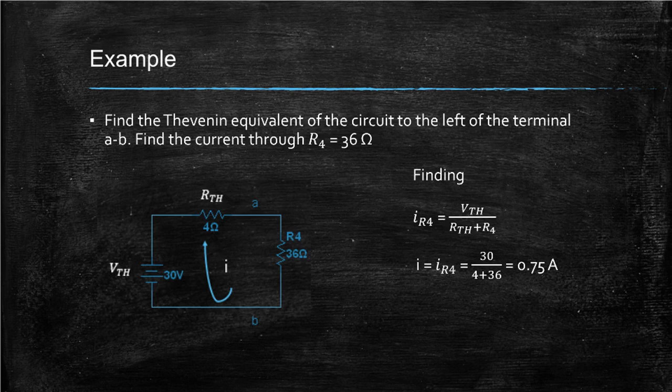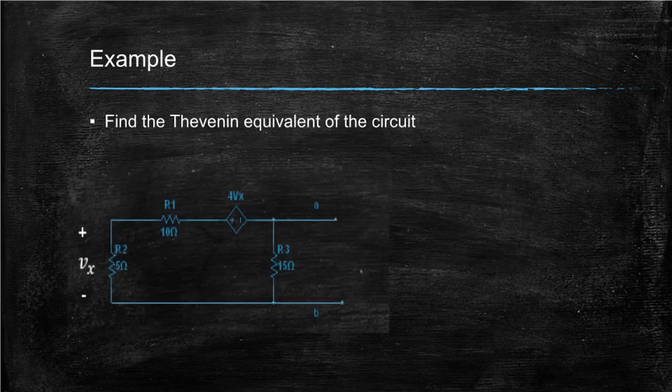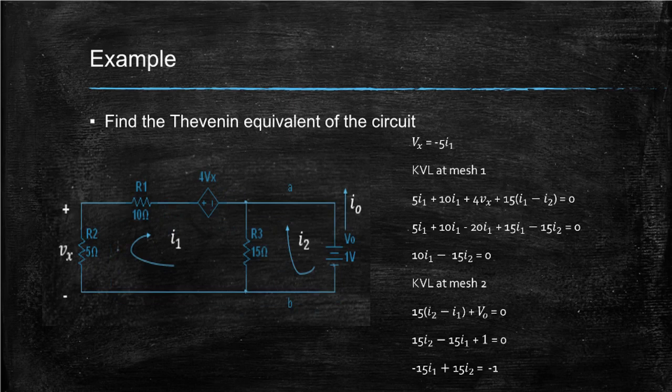With that done, let's look at an example with dependent sources. In this example, we should find the Thevenin equivalent of the circuit. To find RTH, turn off the independent sources. But since there are none, let's move on. The dependent sources are left on.